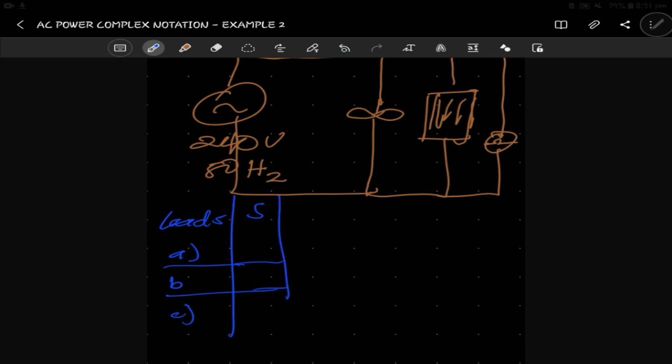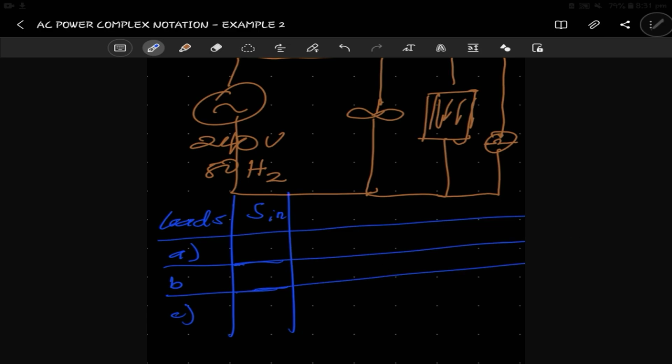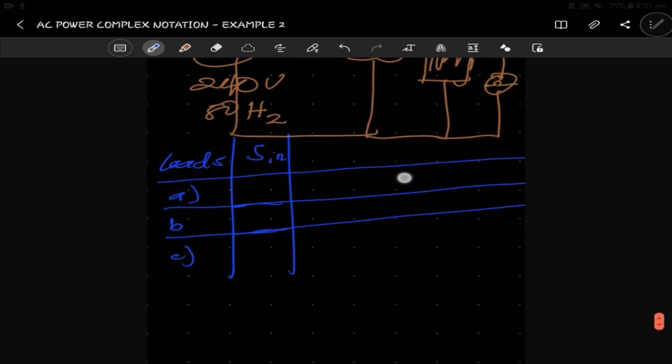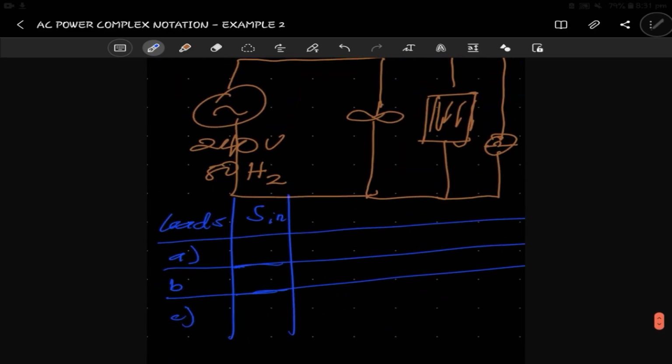So we write that somewhere. Let's just write S input, right? Yeah, S input. Okay. And you get to see why we can't use the apparent power given to us directly, right? This is input. So let's see.